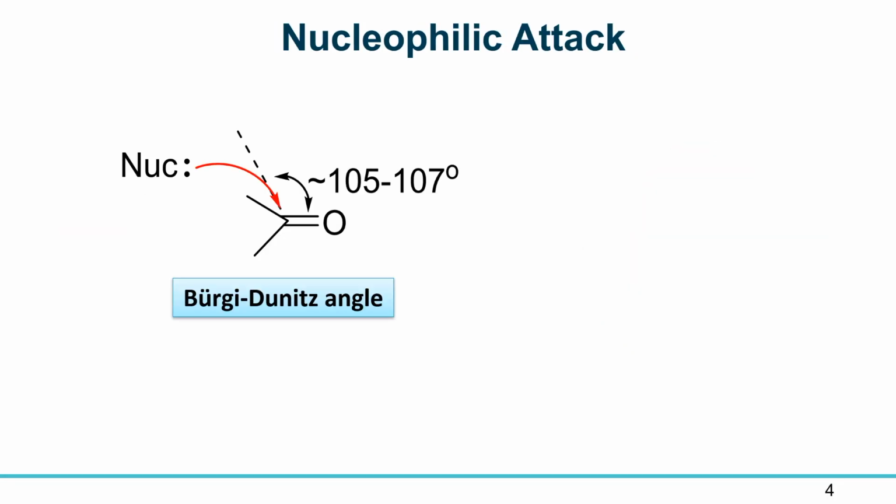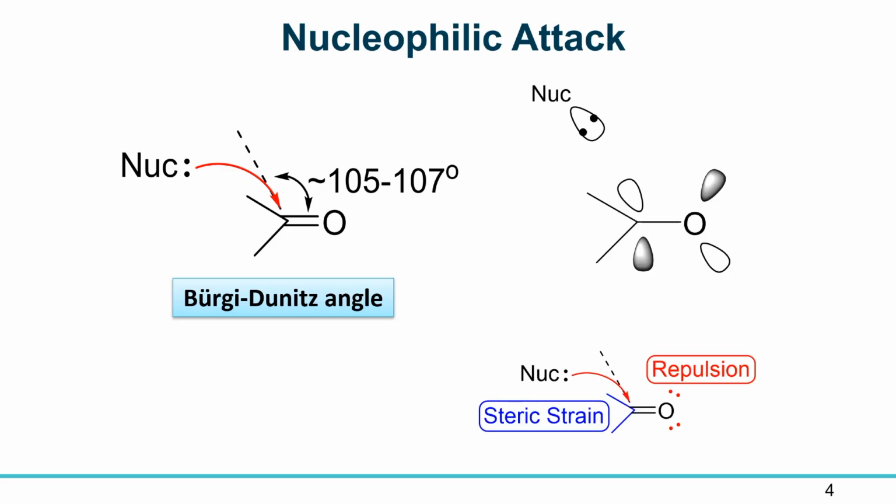Nucleophiles tend to attack the carbonyl carbon from an angle of about 105 to 107 degrees relative to the plane of the carbonyl. This special attack trajectory is known as the Bürgi-Dunitz angle, and has been extensively studied with many different types of nucleophiles. One reason for this specific angle of attack is that it allows for proper orbital overlap of the nucleophile HOMO and the carbonyl LUMO, as shown with the diagram on the right side of the slide. A second reason for this narrow window of nucleophile approach is that the nucleophile must thread the needle between the repulsion from the electron-rich oxygen and the steric strain of the rest of the molecule attached to the carbonyl carbon.